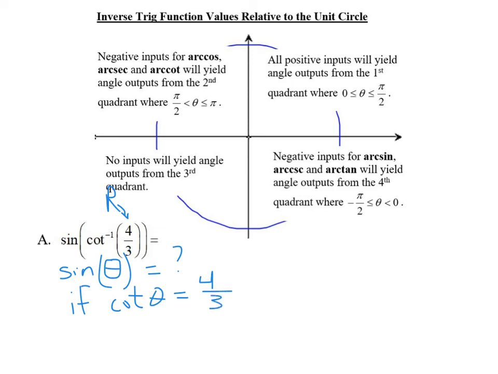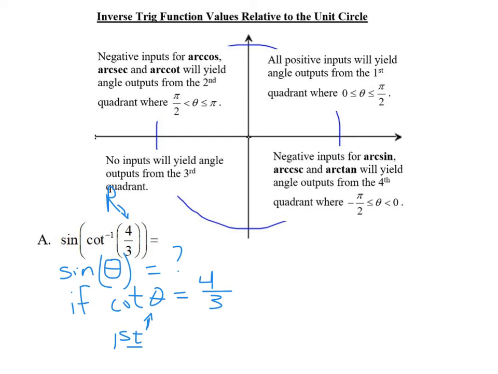And one more thing you also know is you know what quadrant theta is in, okay? By virtue of the fact that the input for the inverse cotangent here is a positive number, you know that theta has to be in the first quadrant. So there's a lot of information packed into this one little statement right here. And so hopefully you recognize this problem now.